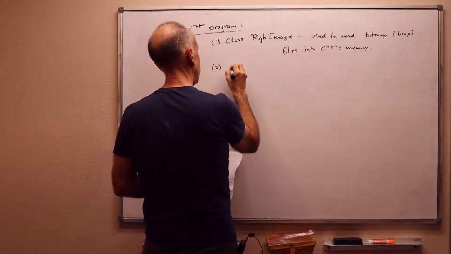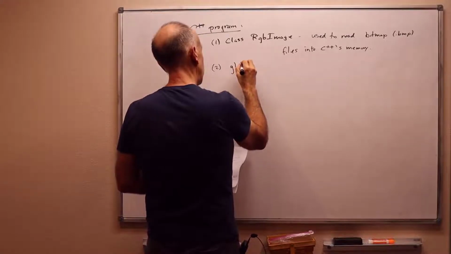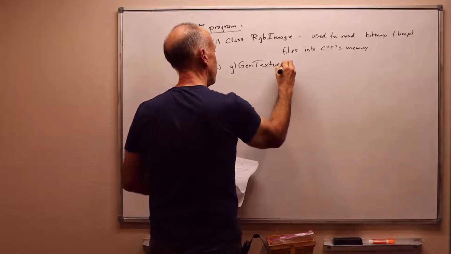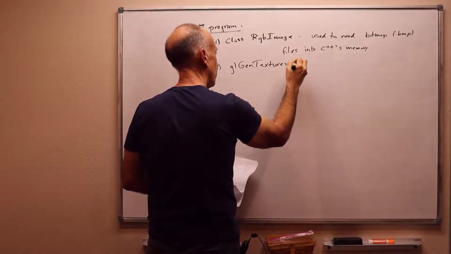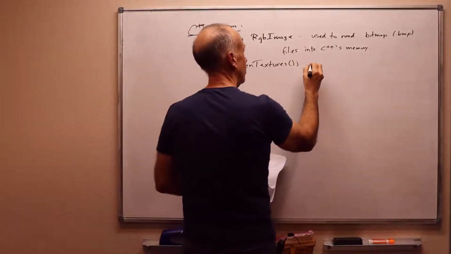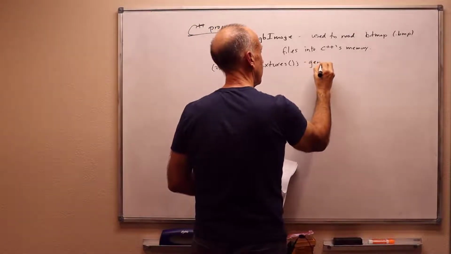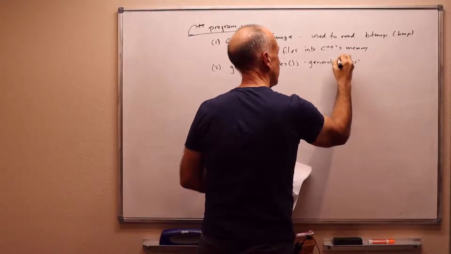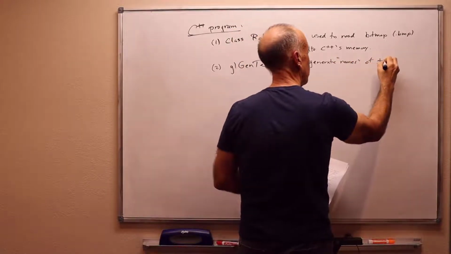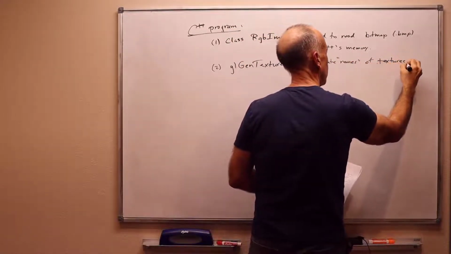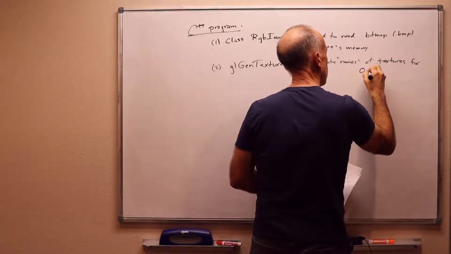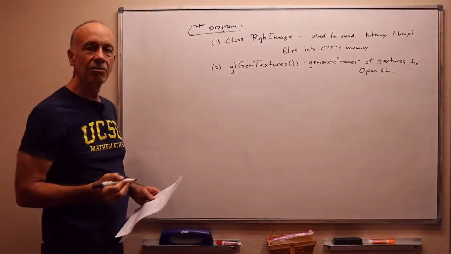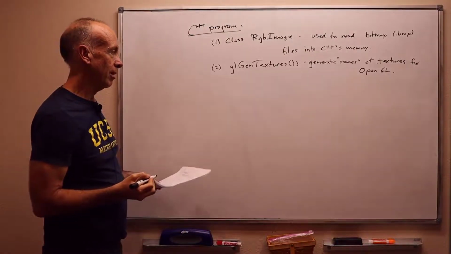And then there's the OpenGL function call glGenTextures. This is used to generate names of textures for OpenGL. The names are just unsigned integers, and they're just a way to refer to textures when you're making OpenGL calls.